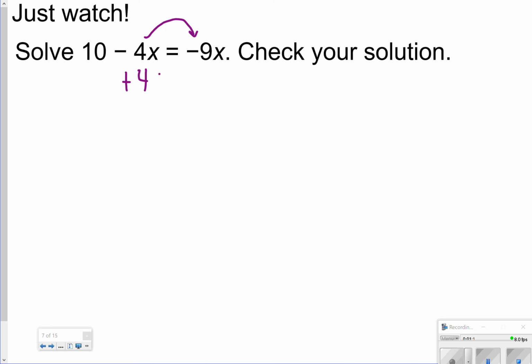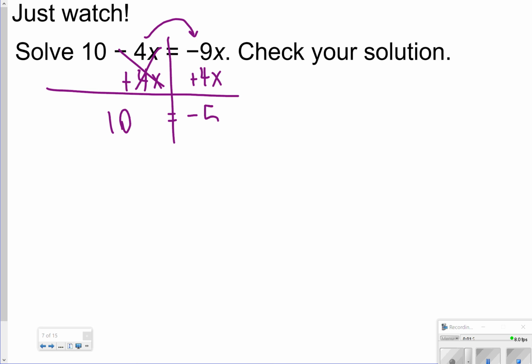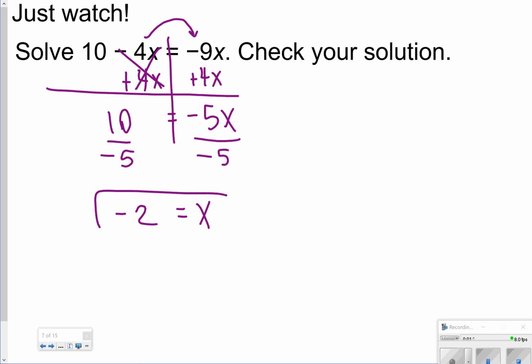I'm going to do that by adding 4x because I'm using the opposite or inverse operation. These 4x's cancel out, so all I have left on the left side is 10. And then negative 9x plus 4x is negative 5x. Now I can go to step 3, which is just isolating the variable. So I'm going to go ahead and solve by dividing both sides by negative 5. So x is equal to negative 2.